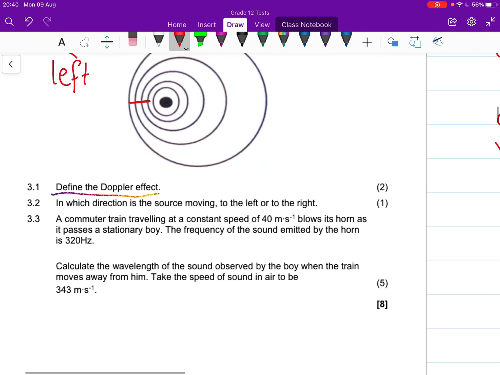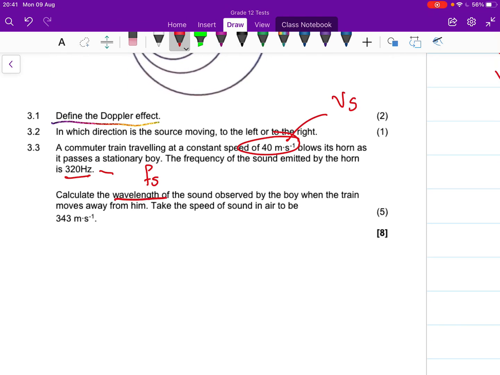Perfect. Now they say a commuter train traveling at constant speed of 40 meters per second blows its horn as it passes a stationary buoy. The frequency of sound emitted by the horn is 320. So, that's the velocity of my source. That's the frequency of my source. Calculate the wavelength, lambda, of the sound observed by the buoy when the train moves away from him. That means frequency must decrease. Okay, wavelength gets bigger. Take speed of sound in air to be 343 meters per second.